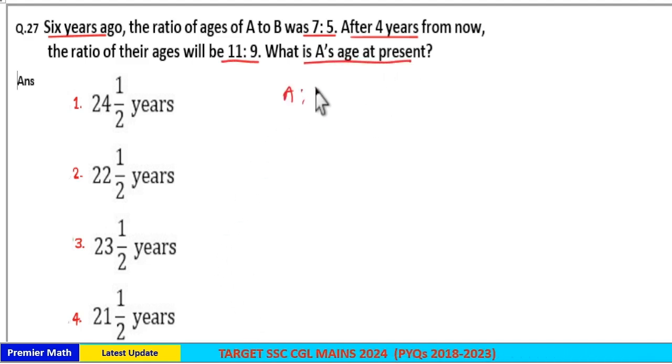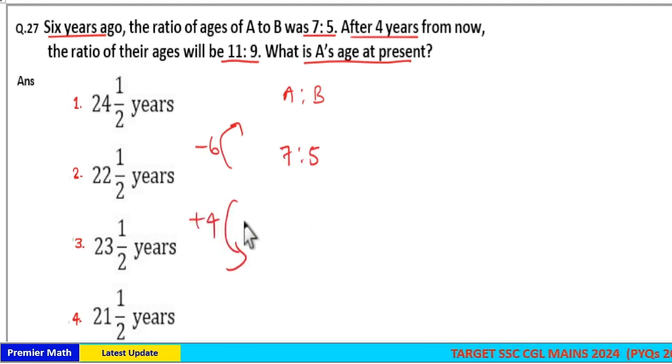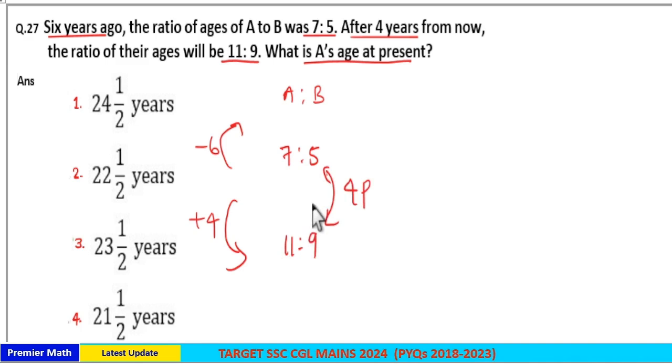Here, 6 years ago, the ratio of ages of A and B was 7:5, and after 4 years from now, that is after 4 years from present, their ages ratio is 11:9. Now if you look at the difference, 7 plus 4 is 11 and 5 plus 4 is 9. So the difference in ratio is 4 parts.